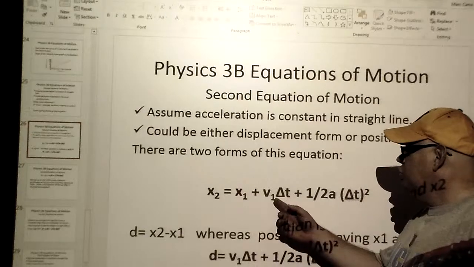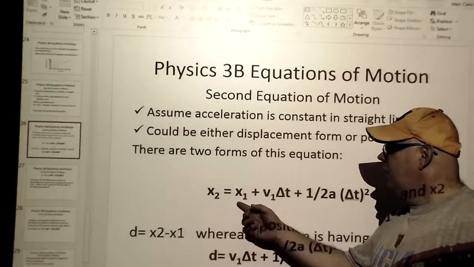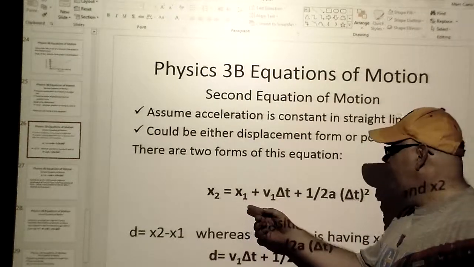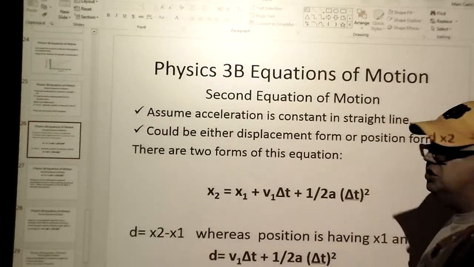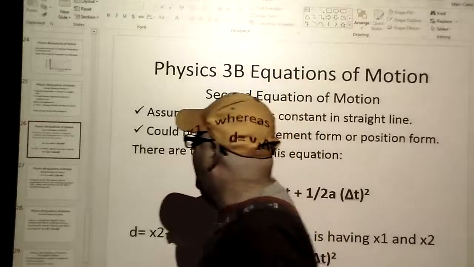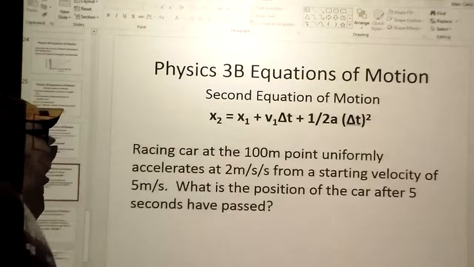Now, could your initial velocity and your initial position be 0? Yeah. So then x2 is equal to 1/2 acceleration times the change in time squared. You can do that. Okay?